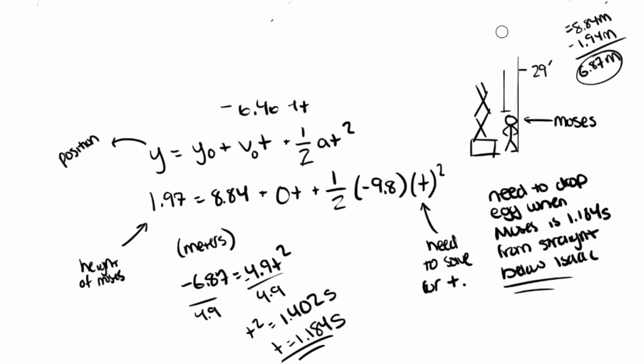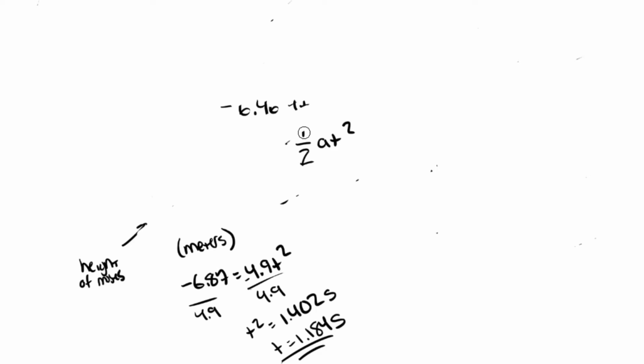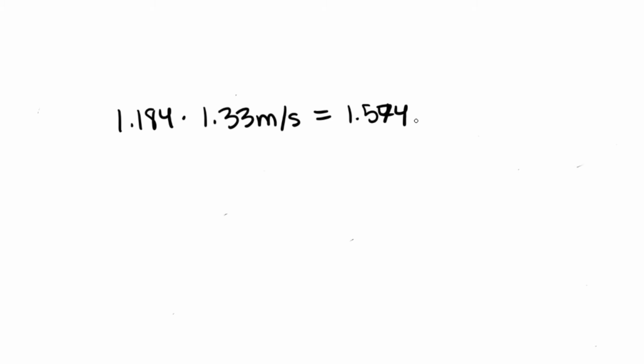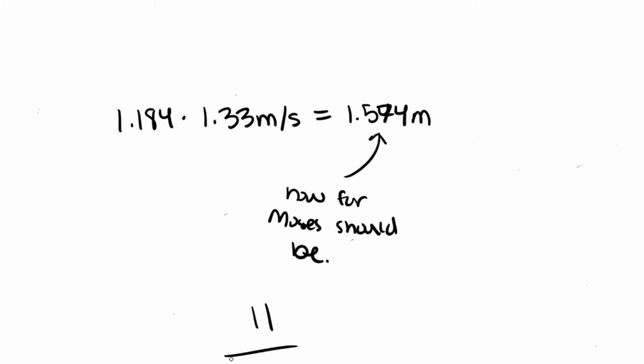So that goes back to the first part of the equation, the easy part to solve for, which is once you know that number, you can multiply 1.184 times Moses' walking speed, which we calculated was 1.33 meters a second. And when you multiply 1.33 times 1.184, you get 1.574 meters, which is how far Moses should be from straight below the egg when we drop it. So we decided that from that we would make a mark at 1.574 meters from straight below where my arm was reached out, and that is the math.